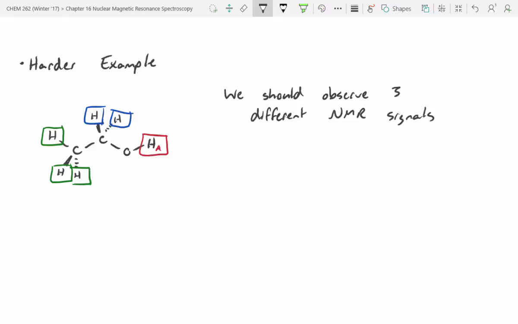All right, what about carbon signals? How many carbon signals should we observe? 2, exactly.